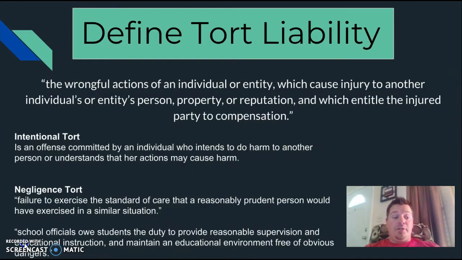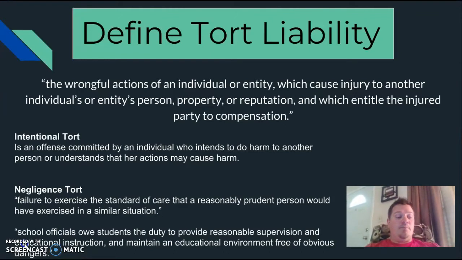So, define tort liability: the wrongful actions of an individual or entity which cause injury to another individual's or entity's person, property, or reputation, and which entitle the injured party to compensation. There are two types of tort: intentional tort and negligent tort. Intentional tort is an offense committed by an individual who intends to do harm to another person or understands that her actions may cause harm. So something like battery, or grabbing somebody that you know could possibly harm them. That would be intentional tort.